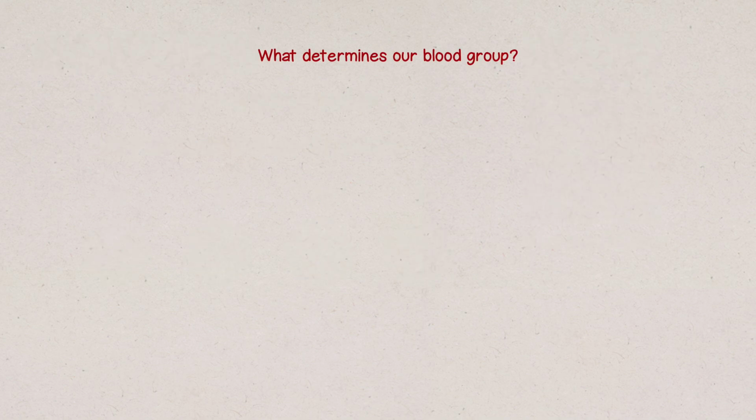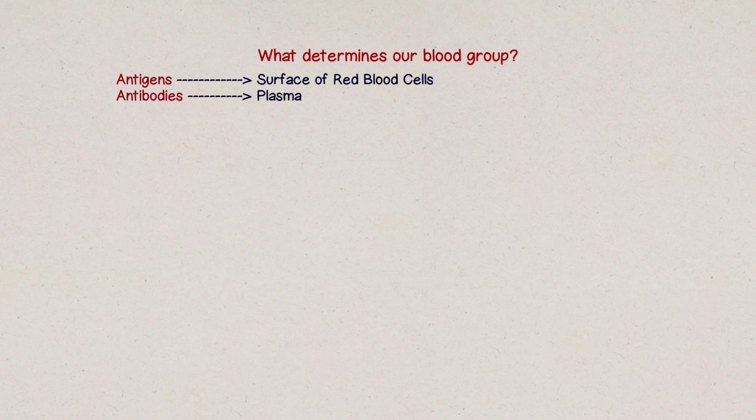How do we know which blood group we belong to? A very important point we need to know is that antigens are found on the surface of red blood cells and antibodies are found in plasma. Antigens are proteins that act as cell surface markers for blood groups. Our blood group is based upon the type of antigens present in the blood.